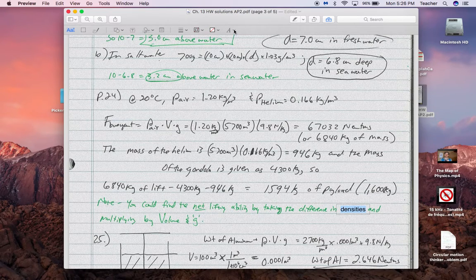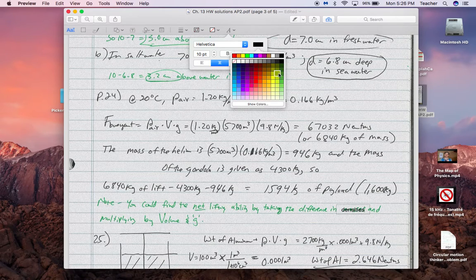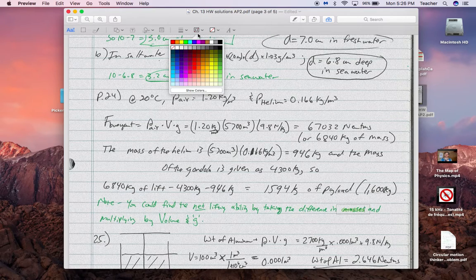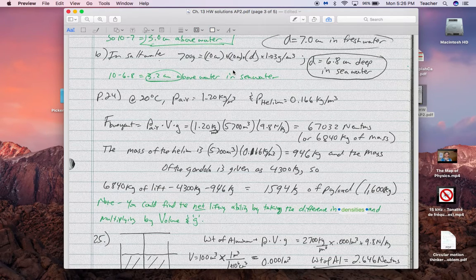And I will fix that. Just make the writing green so that it'll look good. Put white in the gray in the background. Gray in that. Yeah, it's okay. Difference in densities multiplying by volume and G.